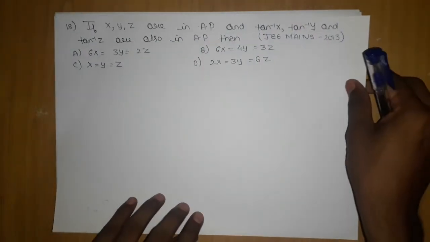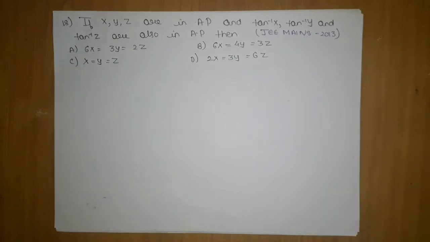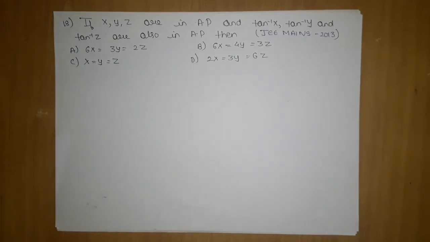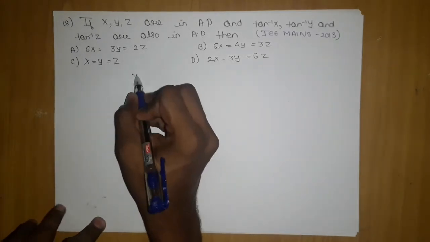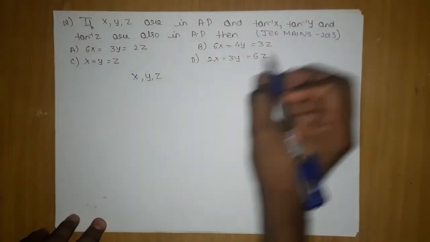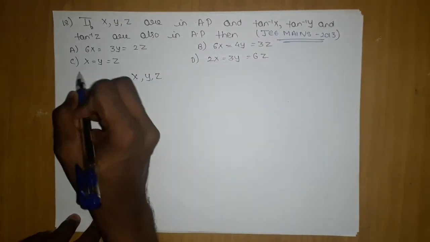The next question is the 18th question. If x, y, z are in AP and tan inverse x, tan inverse y, and tan inverse z are also in AP, then: 6x equals 3y equals 2z; 6x equals 4y equals 3z; x equals y equals z; 2x equals 3y equals 6z. This question has been asked in JEE Mains 2013.